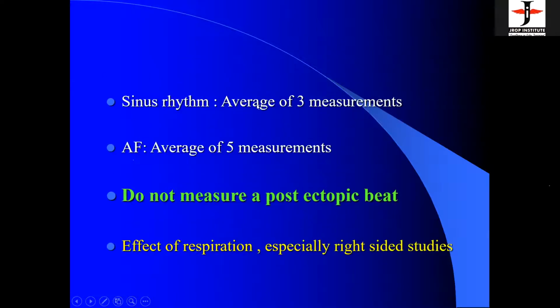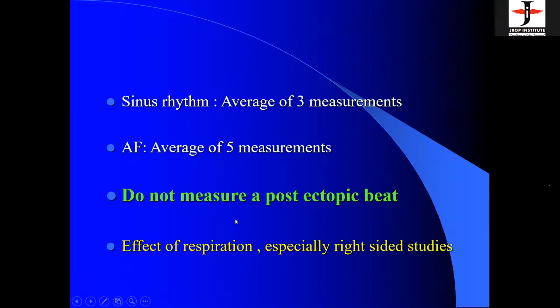In sinus rhythm, you take an average of 3 measurements. In atrial fibrillation, take an average of 5 measurements. Do not measure a post-ectopic beat, because after any ventricular ectopic there is a compensatory pause, and the next beat is a very strong beat, so that will give you a high velocity.